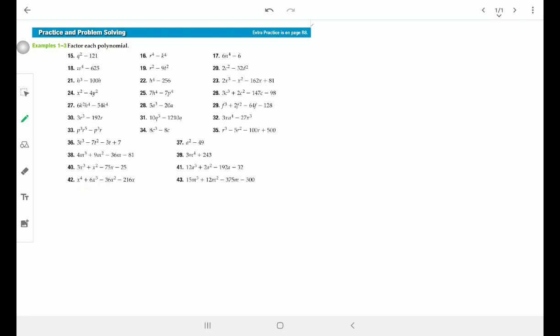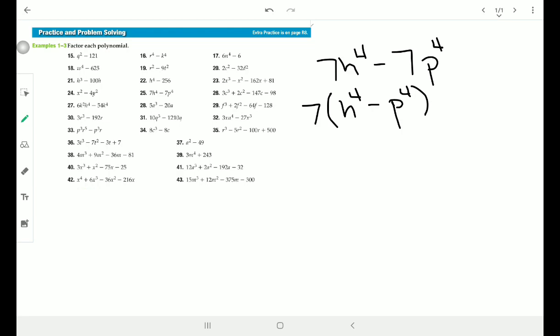For example, on number 25, we have 7h to the fourth minus 7p to the fourth. Now notice we have a difference here, but this is not a difference of squares yet because we have common factors. There's a common factor of 7, so we can pull out that 7, and we're left with h to the fourth minus p to the fourth. Now we have a difference of squares.